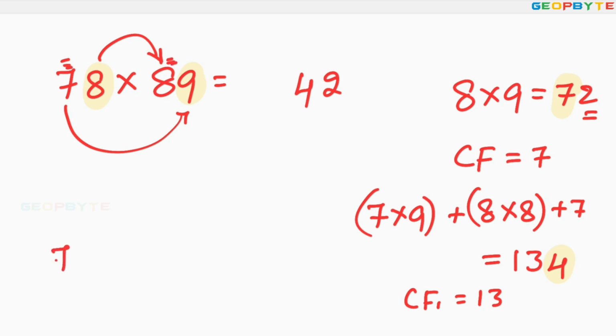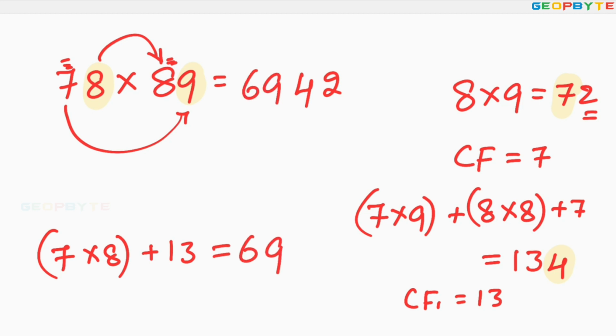Then you multiply this 7 and 8. 7 into 8 plus carry forward. Plus carry forward is 13. Simplify it for getting 69. You write that 69 here for getting your answer. 6942 be the multiplication of 78 and 89. I hope you are all clearly following.